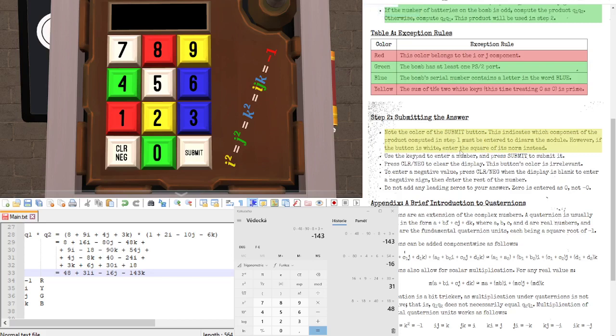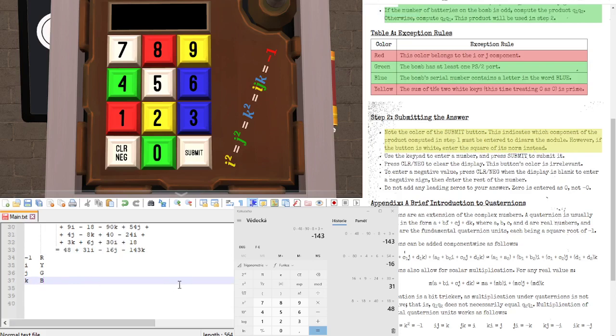If the submit button is white, we need to enter the square of its norm instead. So what's the norm of a quaternion? Well, for real numbers, it's just absolute value. So it's x if it's positive or 0, and minus x if x was negative. So the absolute value of minus 2 is just 2. But for complex numbers, which are a plus bi, we have to use the Pythagorean theorem in the 2D plane of complex numbers, and we would just get that it's a squared plus b squared, and then the square root of that sum. This would hold for complex numbers.